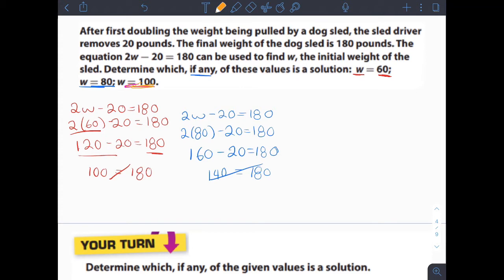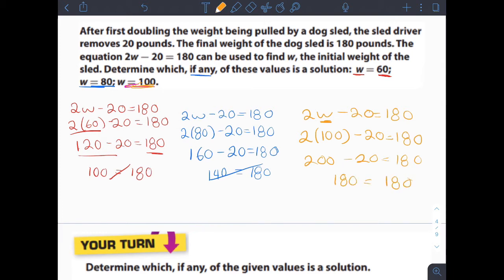So we go ahead and start with our original equation. 2 times W minus 20 equals 180. We're going to replace our variable with the new value that they gave us, which is 100. So 2 times 100 minus 20 will be our new equation. Work it like you normally would. Multiply first. 100 times 2 will be 200 minus 20. That would be 180. So 180 equals 180. So yes, we can confirm that 100 is our solution for this equation.